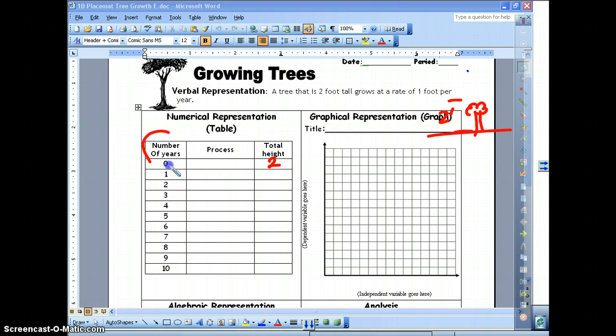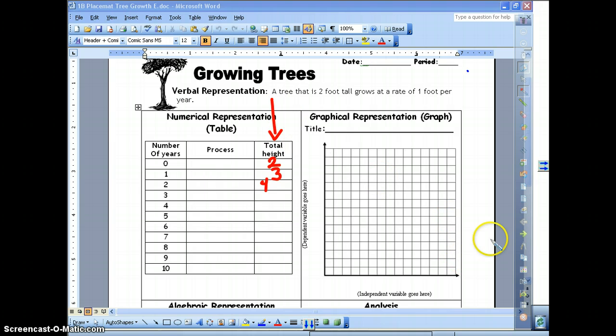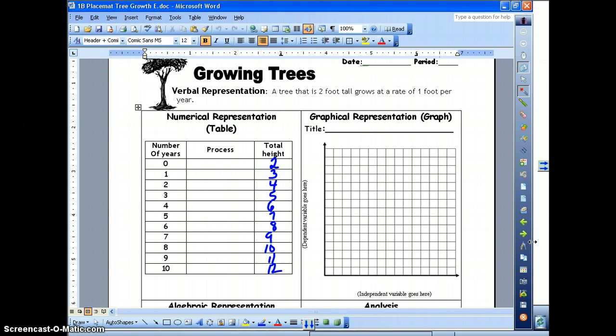Now, after 1 year, if it's growing at a rate of 1 foot per year, how tall is my little tree? Yeah, after 1 year, it's 3 feet tall. How tall is it after 2 years? It grows a foot a year, it's 4 feet tall. Finish filling out this column here, and I'll pause the video and wait on you. Okay, does your column look like my column?